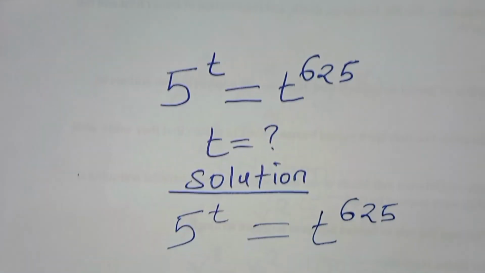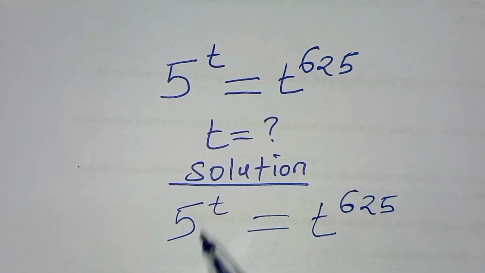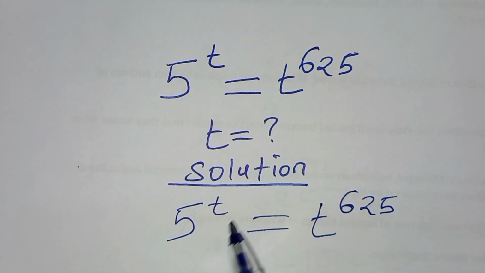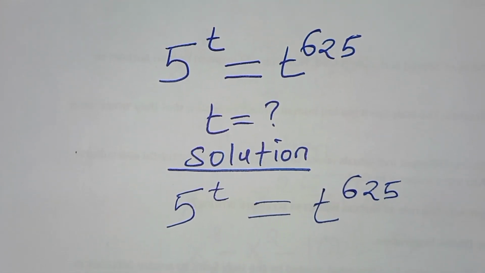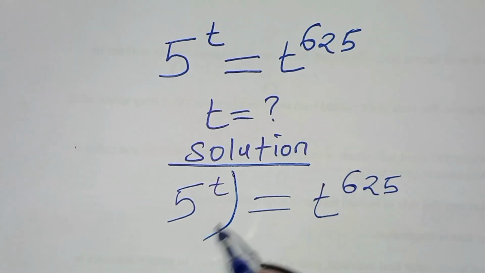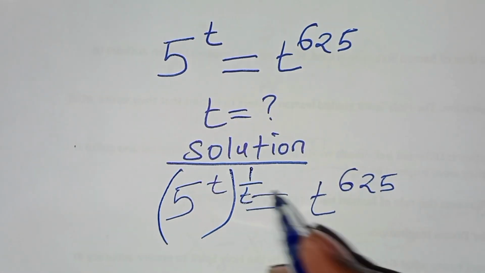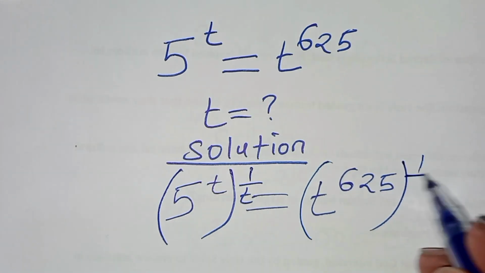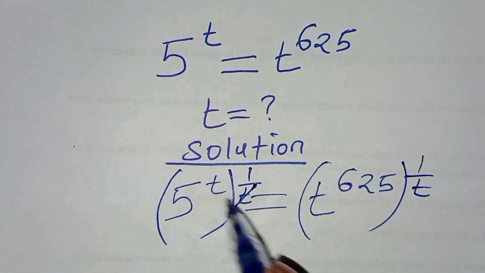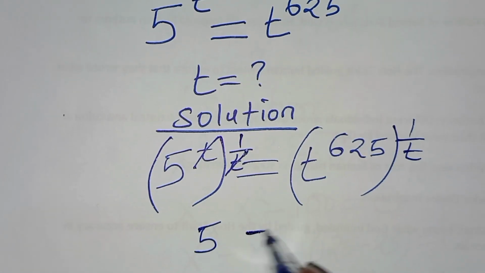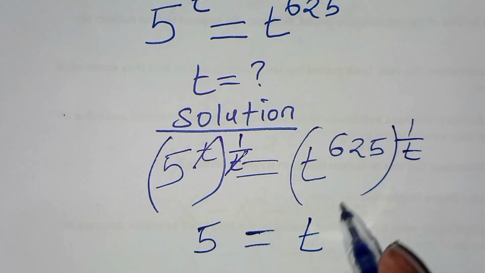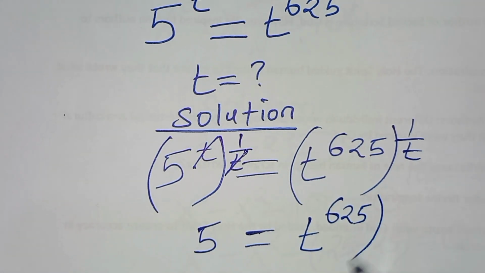The first thing here, let's put the variable t on one side. We have the variable t on the left-hand side, and we have also the variable t on the right-hand side. So let's put the variables on one side and the constant terms on one side. To do this, let's multiply both sides by 1 over t. So here t and t simplify, so that here we'll have 5 equal to t to power 625 raised to power 1 over t.